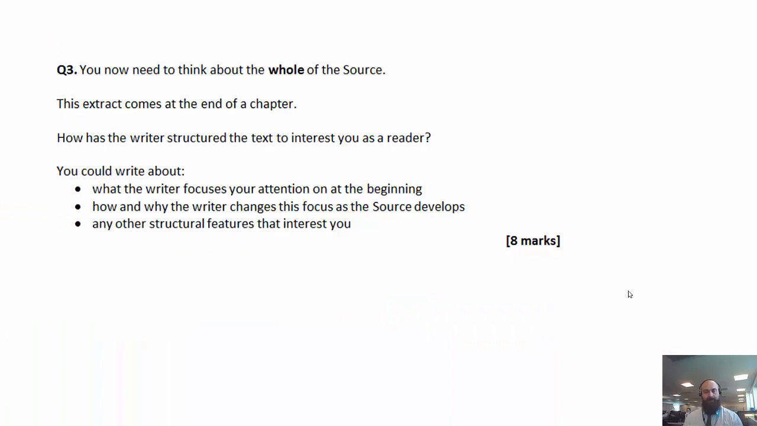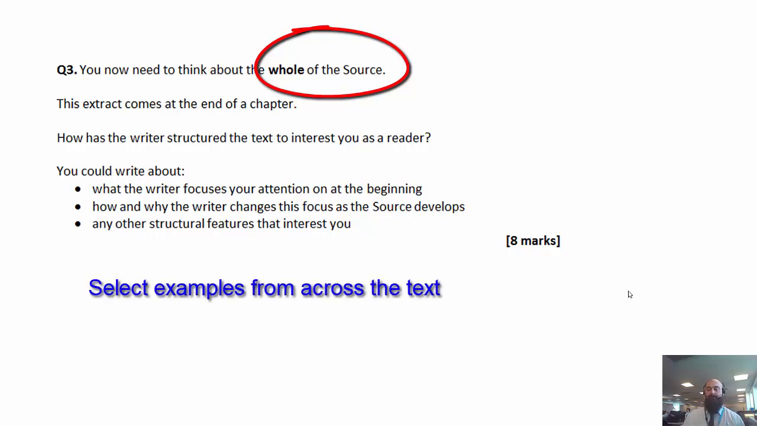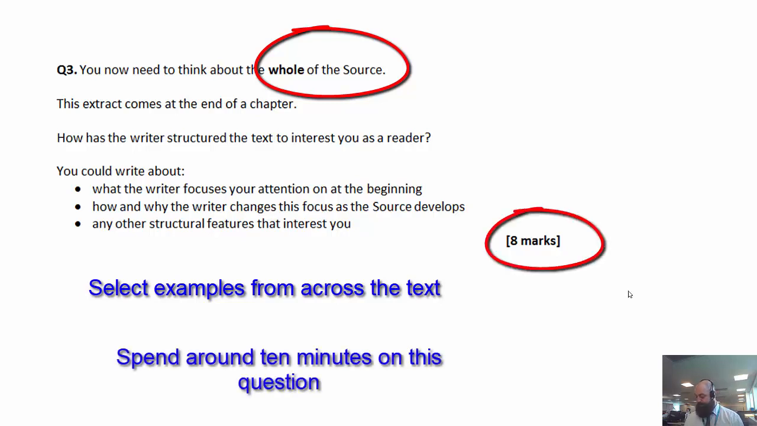So in Paper 1, you'll only have one source to read, but in question 3, you need to think about the whole source. So that means you'll need to track the text to make sure you write about examples from across the text, not just from one part of the text. The question is worth 8 marks, which means you should spend about 10 to 12 minutes on this question.